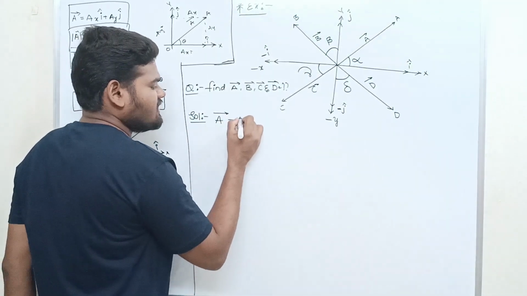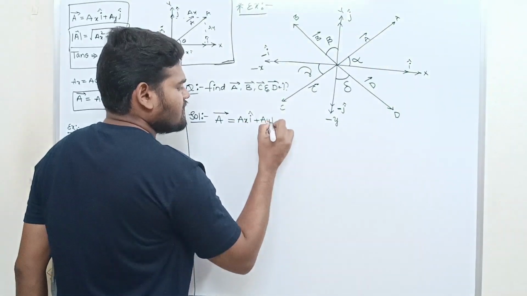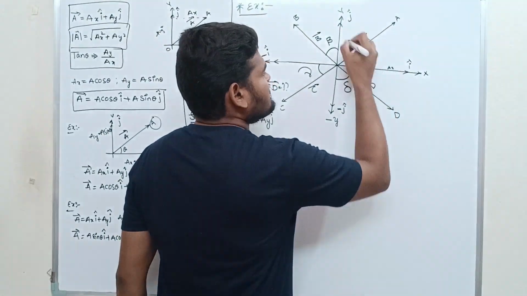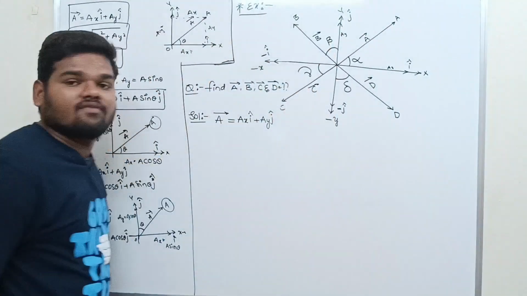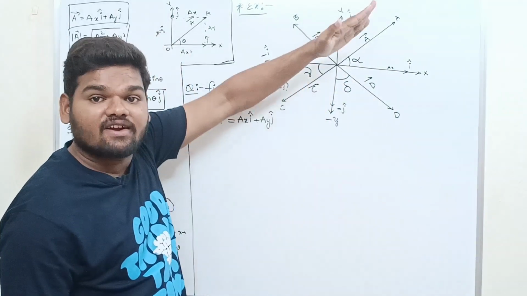What is a bar vector? A bar is equal to ax i cap plus ay j cap. I want to find ax and ay. So as we know, this is ax and this is ay. Is it clear? Any doubt? To find these components ax and ay, what do we have to do?